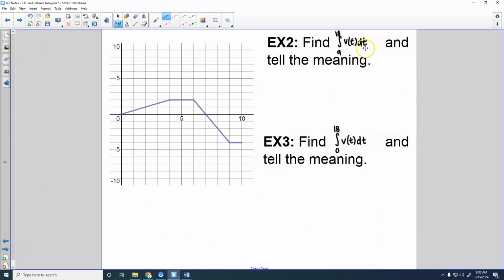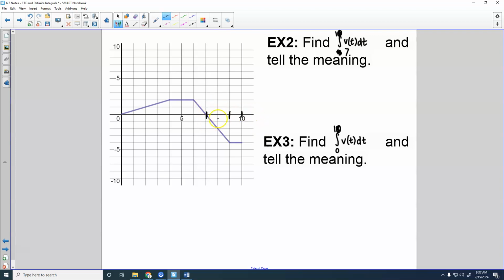Okay. Now, let's find the integral. I don't know why that says 18. It should say 10 right there. Let's fix that. Okay. The integral from 9 to 10. Did I mean for that to be 9 to 10? I feel like we should have 7 to 10. Let's make that 7 to 10. We could do 9 to 10. I think it just makes more sense for me. I must have changed the graph and not changed that.